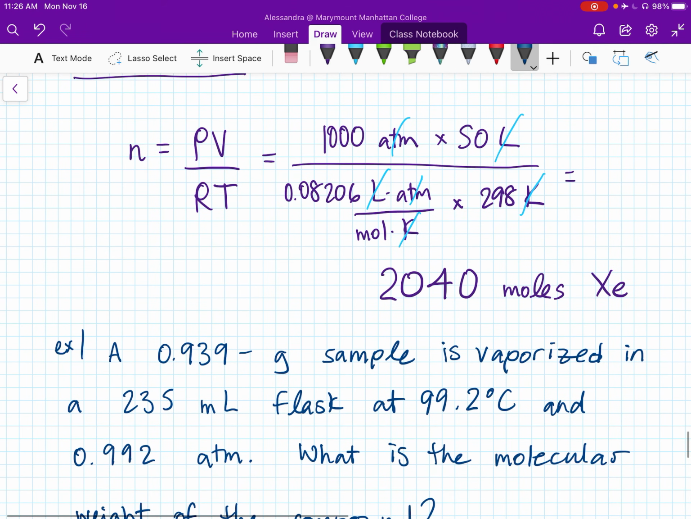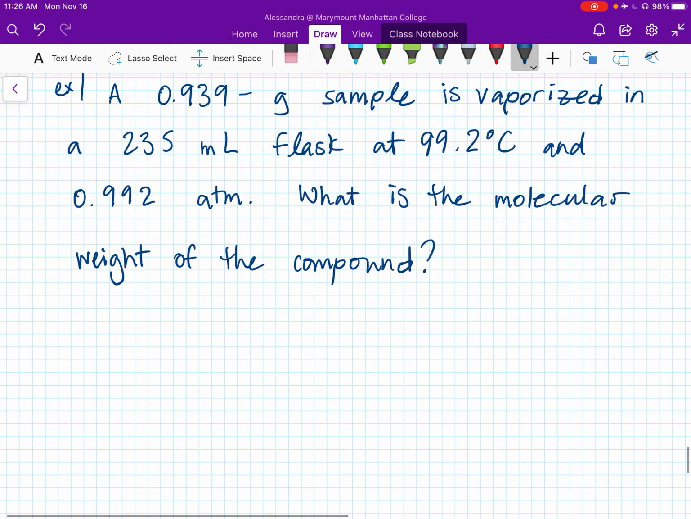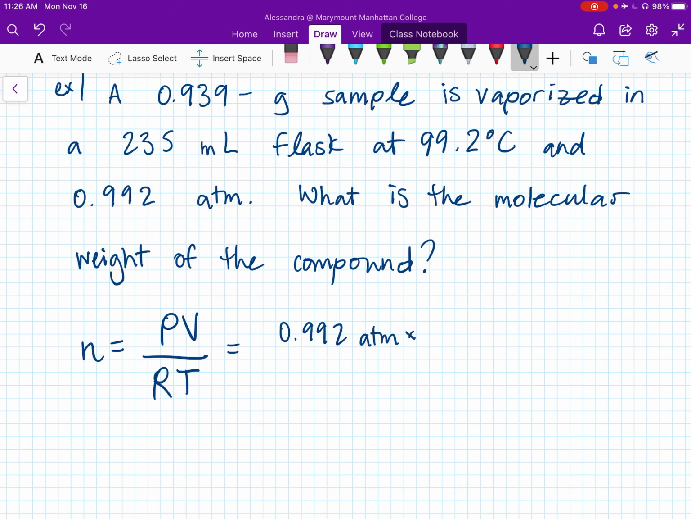Once again, we can use the same relationship that we used in the previous problem to solve for the number of moles of gas. So we can rearrange the ideal gas law to solve for N. N equals PV over RT. Now let's plug in the variables that we have here. We have 0.992 atmospheres for the pressure and 0.235 liters for the volume. So remember, you always need to convert your volumes to liters. So here we're going to convert those milliliters to liters.